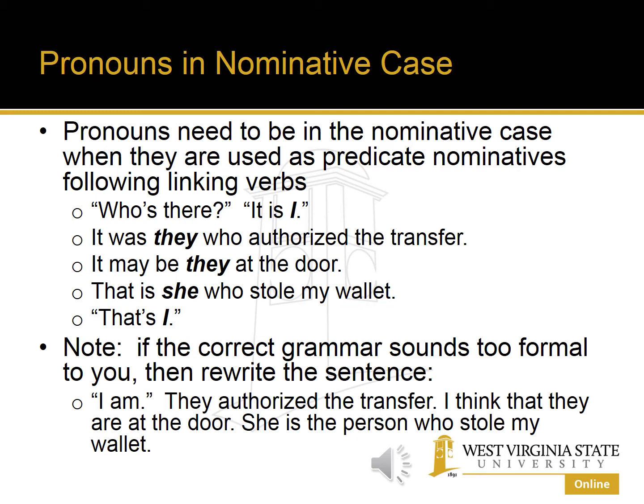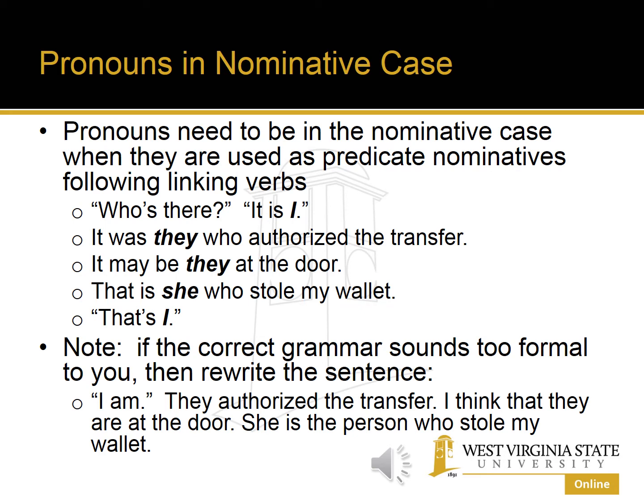It just sounds queer to us sometimes when we speak to use the nominative, and therefore we use the objective case. So, for example, the question, who's there? It is I. I'll bet almost everyone will say, it is me. That's wrong grammatically. It's how we say it in spoken English, but grammatically it's wrong. It is I. I is the nominative case. The linking verb calls for nominative case. This is a predicate nominative.